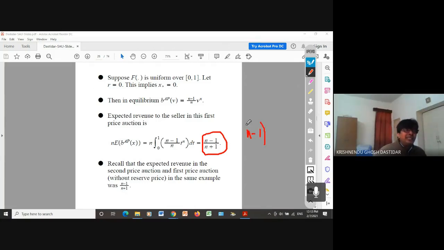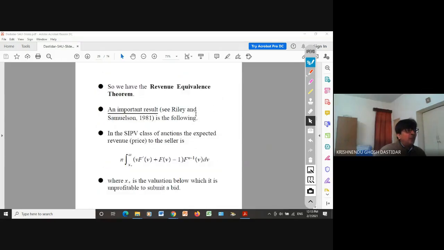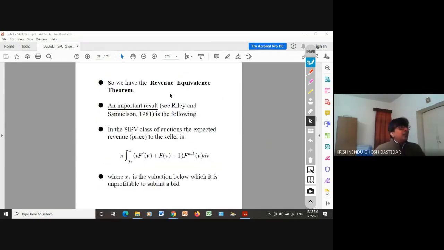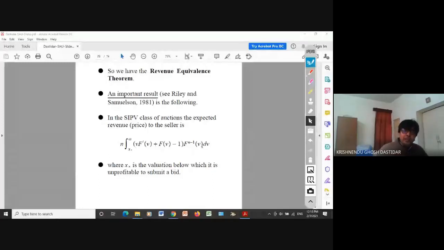Now, is this a coincidence? The answer is no. This is nothing but the very famous revenue equivalence theorem, which is one of the fundamental theorems of auction theory. Riley and Samuelson have a very nice paper on this. So in the SIPV class of auction, what do I mean by an SIPV class of auction? The symmetric independent private value class of auction. The benchmark model, where those 4 or 5 assumptions are satisfied. That is private values, identically and independently distributed values, and risk neutral bidders.